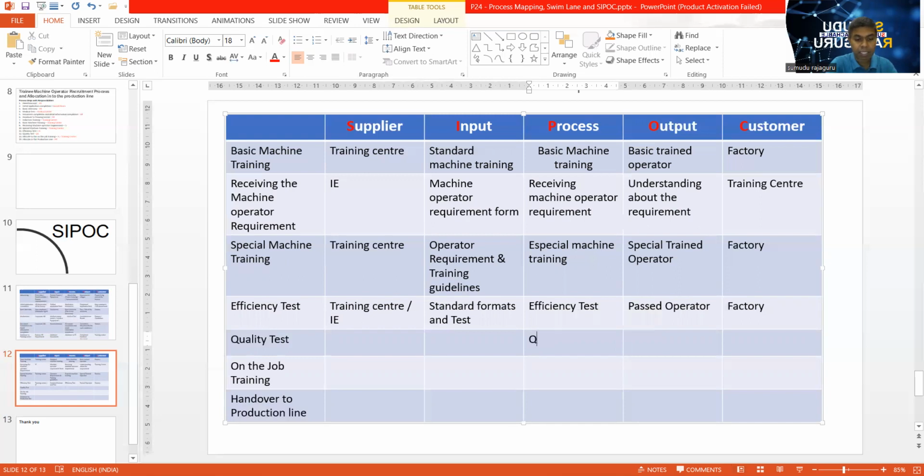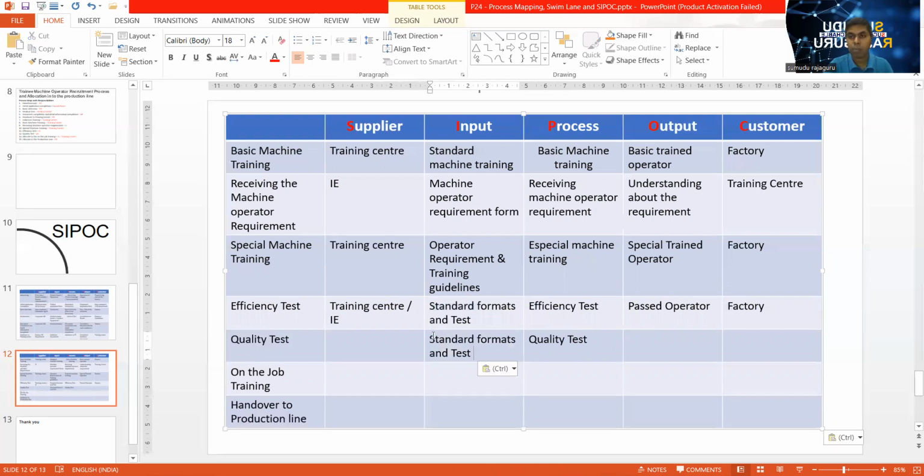Then quality test. What are the inputs? The same thing, standard format and test. Okay, for the quality test, the factory should have some standard format and standard methodology. So what is the output? Okay, passed operator. Okay, the customer is also the factory.